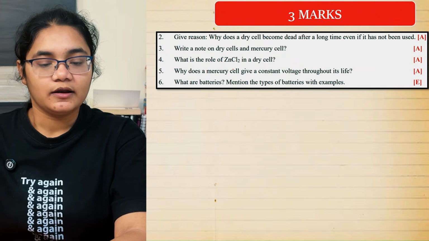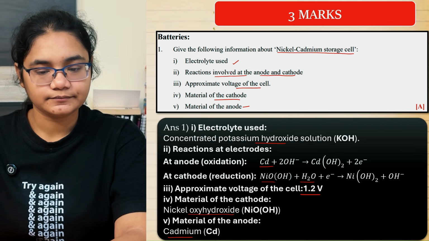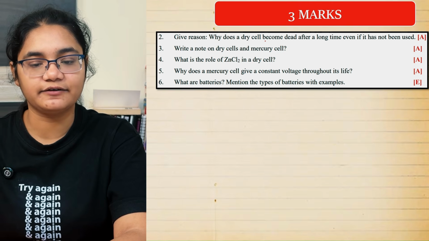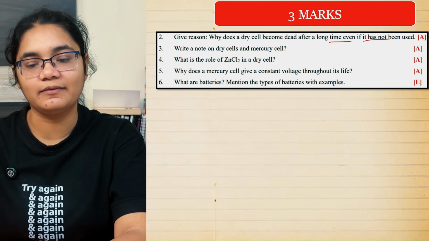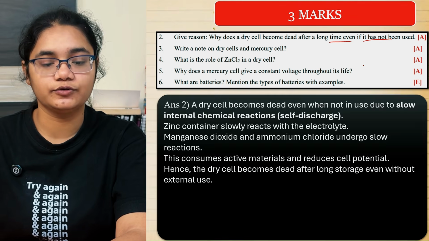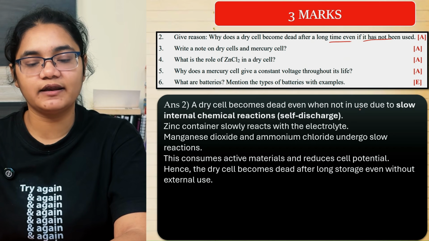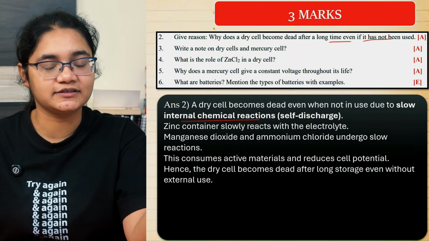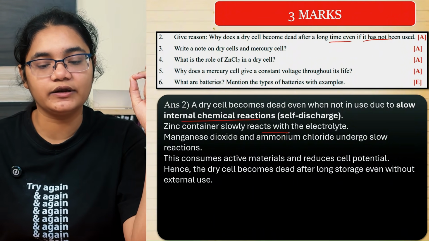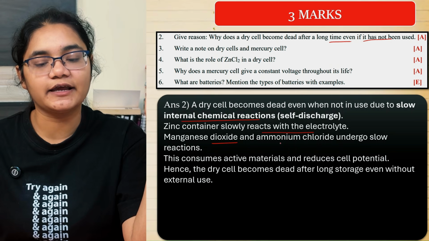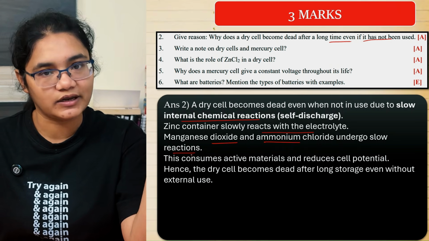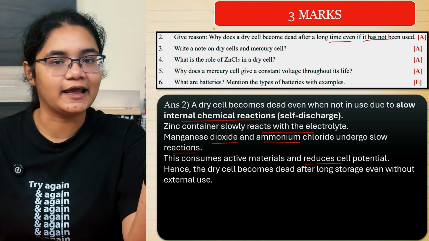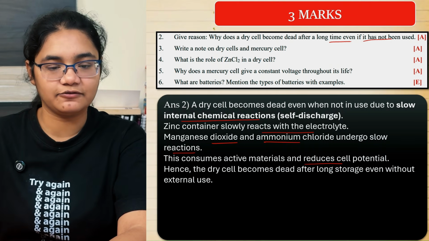Okay, next question is: give reason why a dry cell becomes dead after a long time even if it has not been used. A dry cell becomes dead even when it is not in use due to slow internal chemical reaction. There's a self discharge that takes place. Zinc container slowly reacts with the electrolyte. Manganese dioxide and ammonium chloride undergo slow reactions, and this consumes the active material and reduces the cell potential, and hence the cell becomes dead because of self reaction.